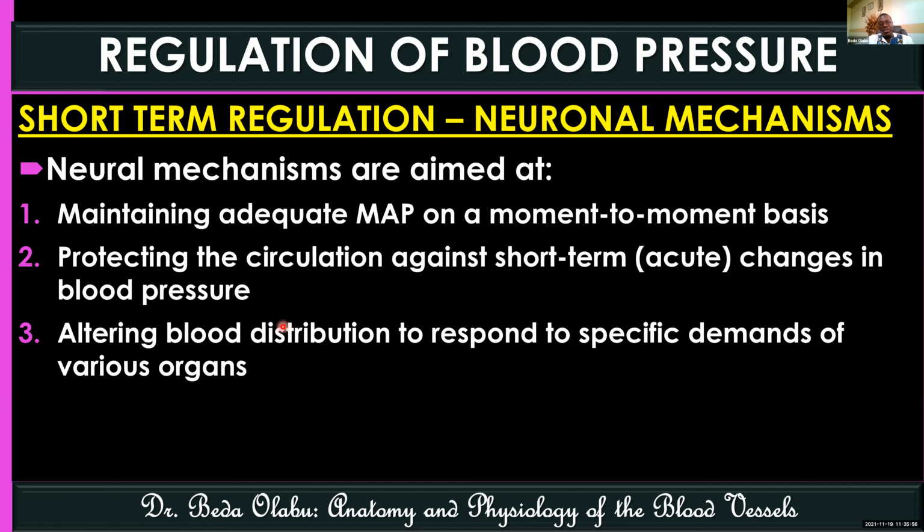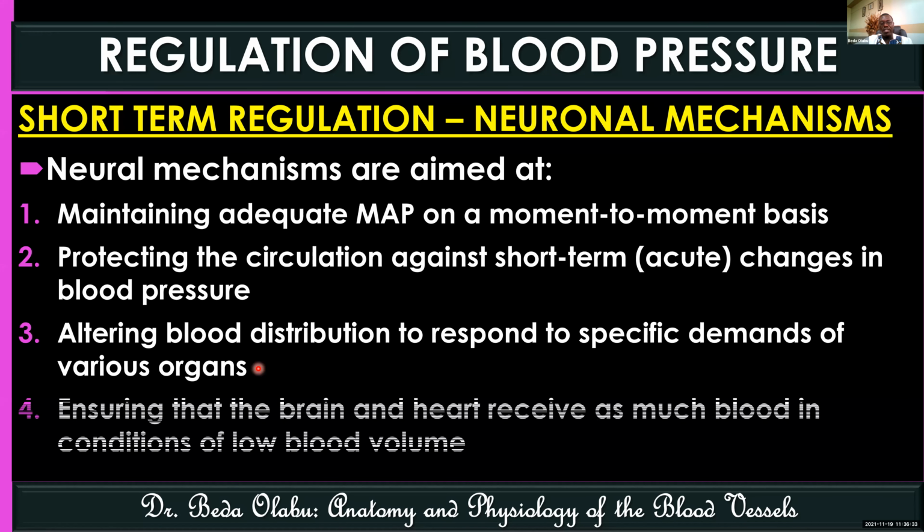Neuronal mechanisms also alter distribution of blood to respond to specific demands of various organs. For example, they're able to alter blood flow to a particular organ and not another at any given time. They can make blood go much to the heart and less to the liver, for example, or less to the intestines. They can make blood flow much to the skin and less to other structures, for example. So they alter distribution based on demand.